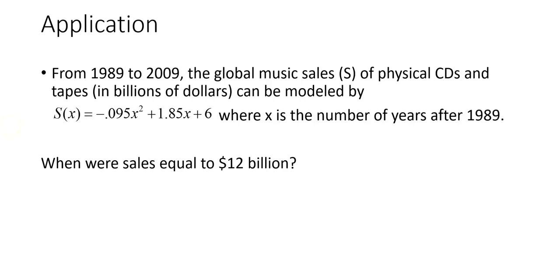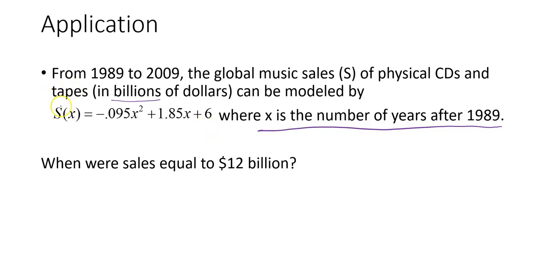X is the number of years after 1989. So x equals 1 would be 1990, right? It also says the values were given in billions of dollars. So the question says, when were sales equal to $12 billion?